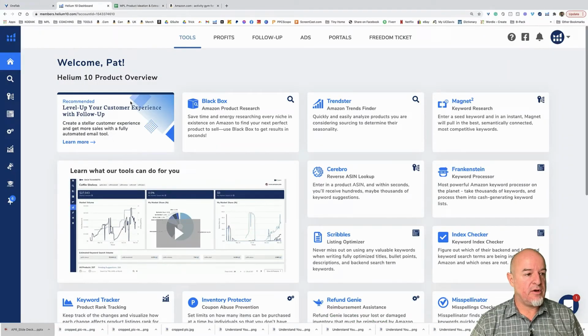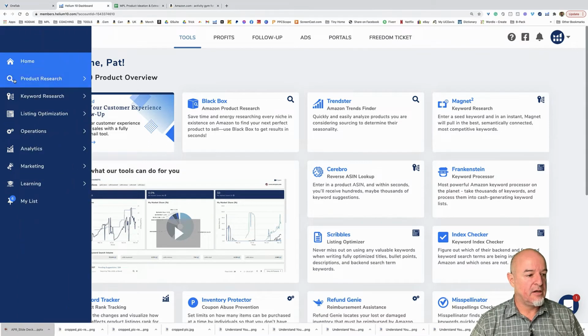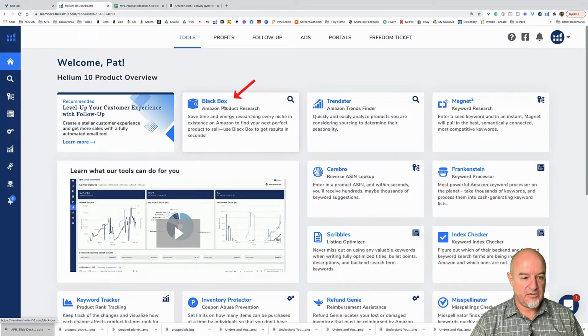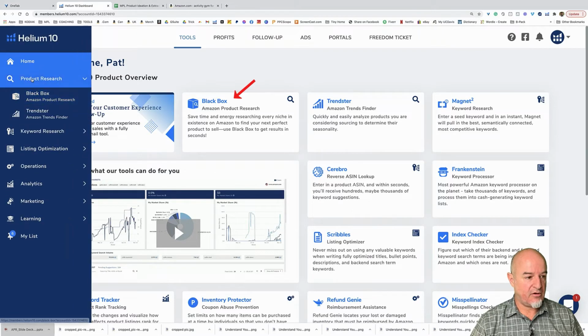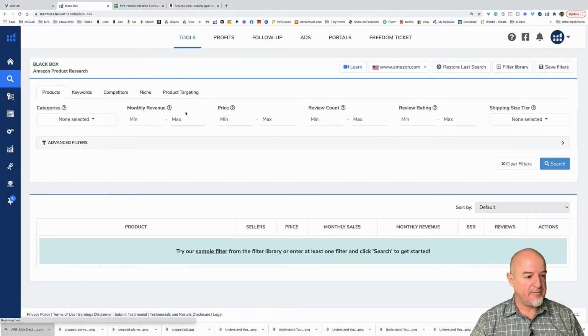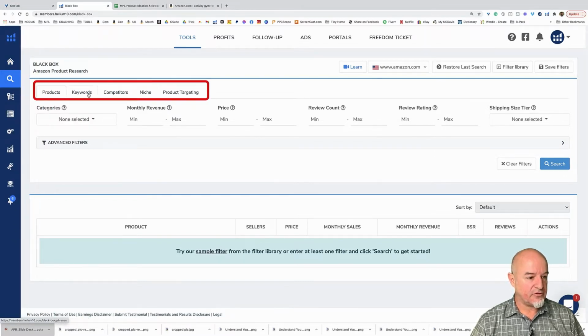Okay, so I'm going into Helium10. I'm going to go to product research and Black Box. Again, I could find it over here. As you can see here, it's moved. I could click here or I could click here. So going into Black Box, we are shown those 5 tabs. And the first one we have, we're just going to get right into it, is products.